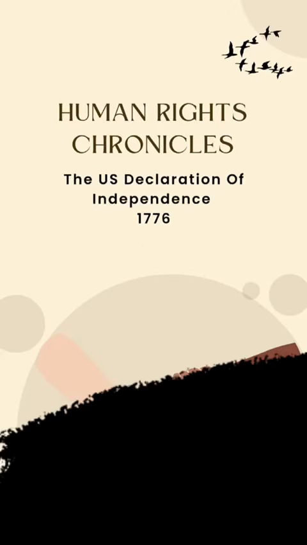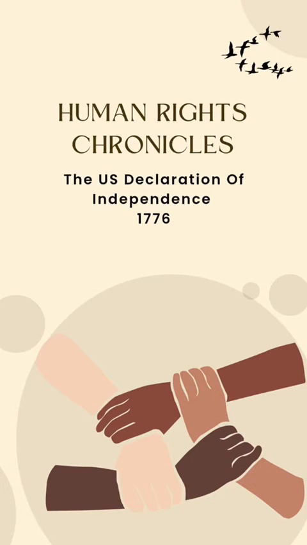87 years after the Bill of Rights was adopted in England, on the other side of the Atlantic Ocean, the US Declaration of Independence was signed. But let's start from the beginning.